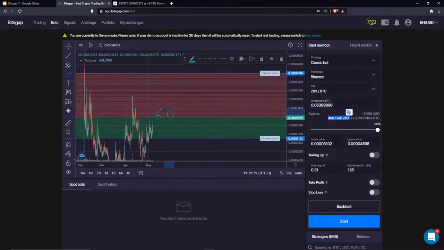That's exactly 969 0x, your initial risk exposure. So that's the cool thing. That's an inherent risk management in automated bots.